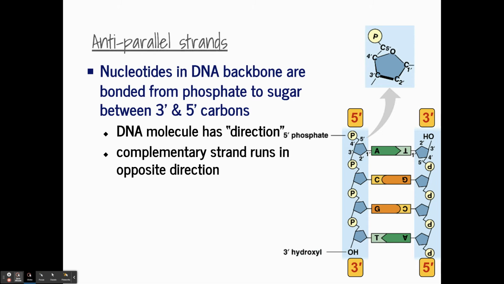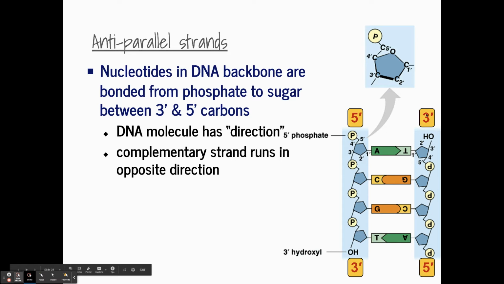The nucleotides in the DNA backbones are bonded from the phosphate to the sugar between the 3' and the 5' carbons. So a DNA molecule has a direction. Complementary strands run in opposite directions. So when you get this on the AP exam, you will probably see a strand that says 5' ACGT 3'. On the opposite end is going to be 3' to 5'.